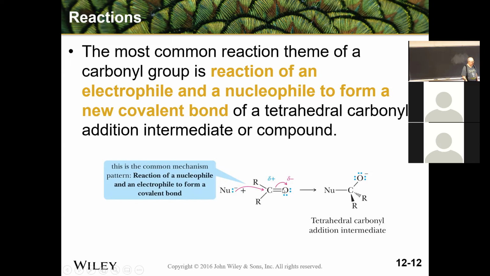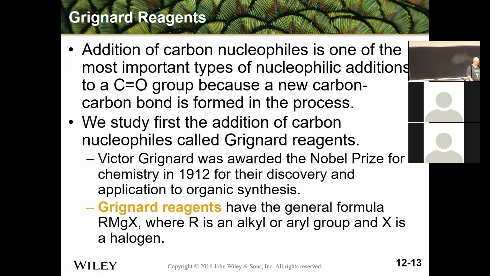We break this pi bond. We push a pair of electrons up onto the oxygen. So here we had 2 lone pairs, now we have 3 and a negative charge. Addition of carbon nucleophiles is one of the most important types of nucleophilic additions to a carbonyl group because a new carbon-carbon bond is formed in the process. So that means we can build just about whatever carbon skeleton that we want.